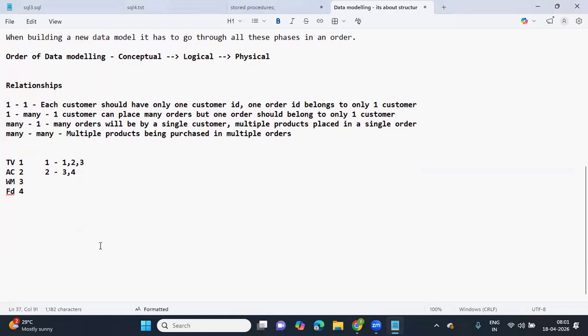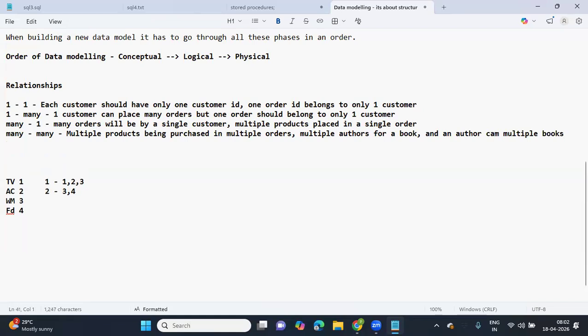Okay, so right now I'll write another example also. Multiple authors for a book, and an author can write multiple books. This is about the relationships.